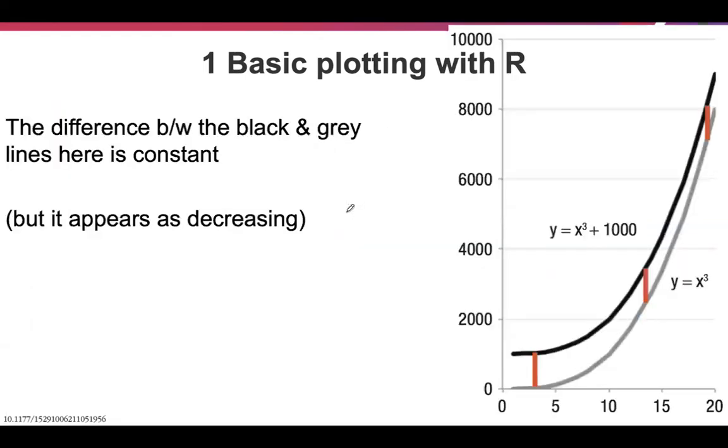We look here as well, this graph is somewhat deceiving. The difference between the start here at x equals 3 is 1,000, because this is a function y equals x cubed plus 1,000. When we go up here to x is 19, the difference is still 1,000, but it looks like it's less. So these look like they're converging, but they're not. It's just an artifact of the graph. So we also have to consider that as well.